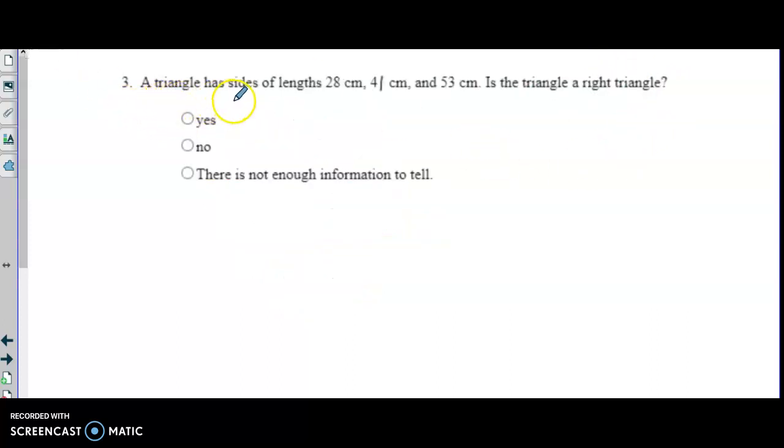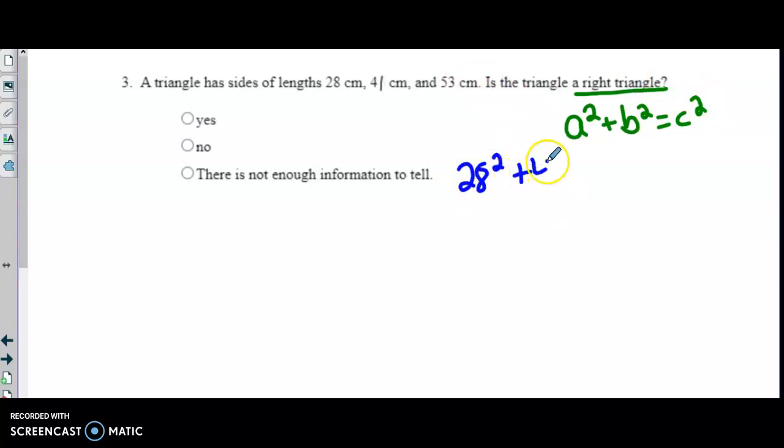A triangle has the side lengths 28 centimeters, 41 centimeters, and 53 centimeters. Is the triangle a right triangle? Anytime you want to know if it's a right triangle, you are going to test the Pythagorean theorem. If the Pythagorean theorem works, then it is a right triangle. If it doesn't work, then it's not a right triangle. So I plugged my values in from least to greatest, and now I'm going to go ahead and solve.